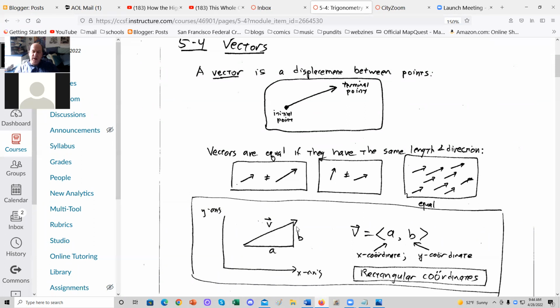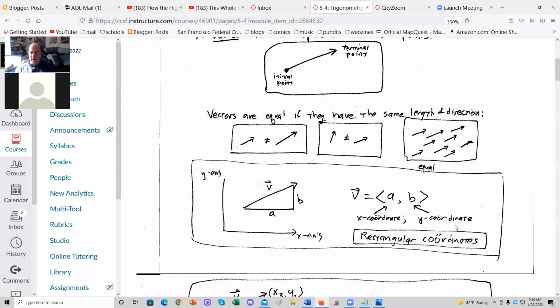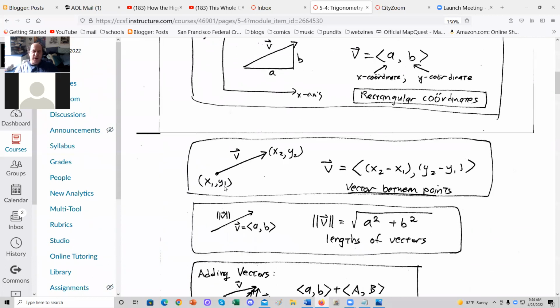All right, given a vector in the plane, it has a rectangular x component and a y component, and it's written therefore as v equals ⟨a, b⟩ with these little angular brackets around it, sort of like point notation, a little different because they're not quite the same thing as points. If you have a vector from point (x1, y1) to point (x2, y2), then as a vector, its x component is x2 minus x1, the change in the x values, and its y component is y2 minus y1, the change in the y components.